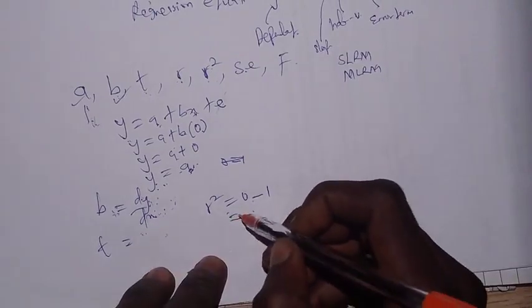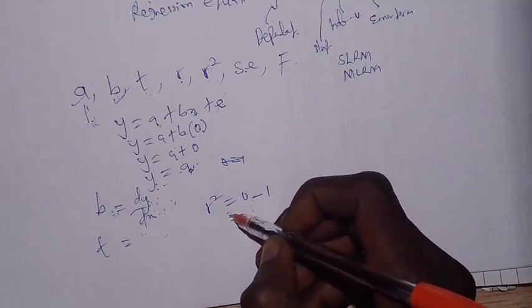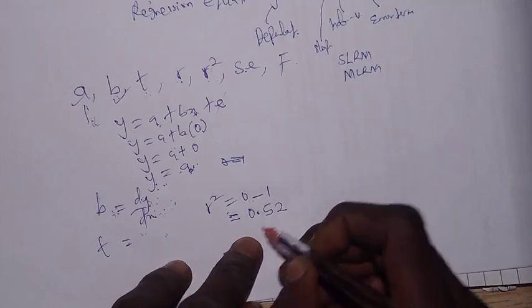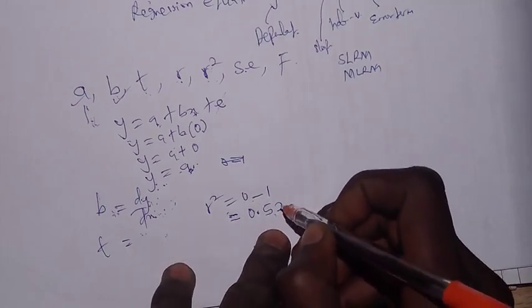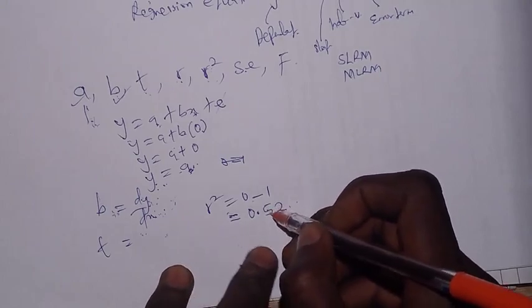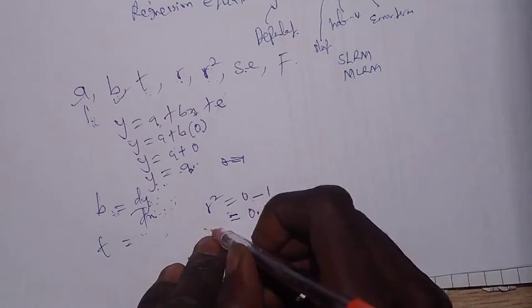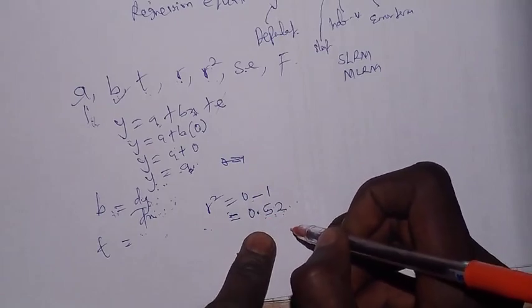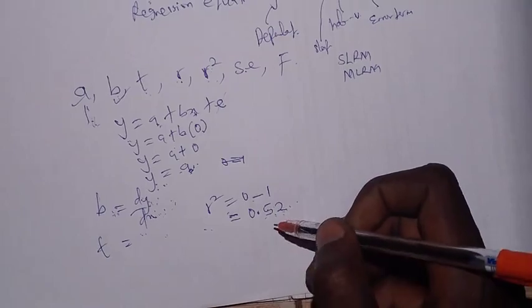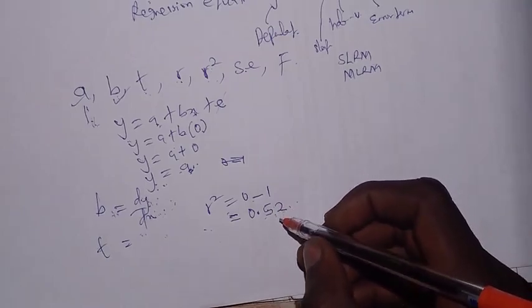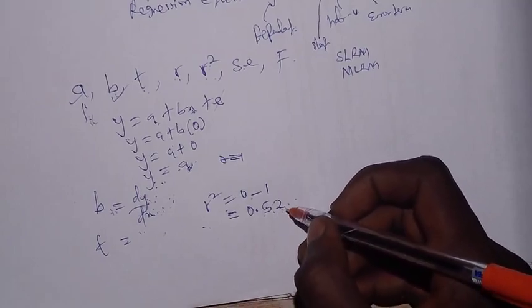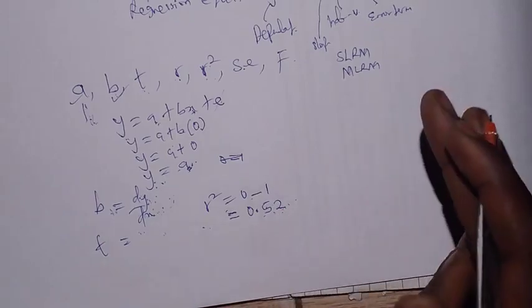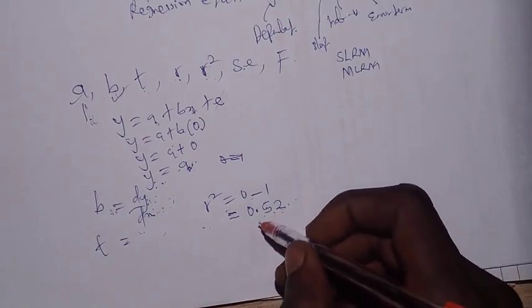At the end of the day, if you run irrigation, your R squared value may be 0.52. That means 52% of the variation in your dependent variable is contributed by your independent variable. If it is 0.52, of course, it's 52%. If it is 0.82, it's 82%. The percentage tells you the extent to which your independent variable contributes to the dependent variable.